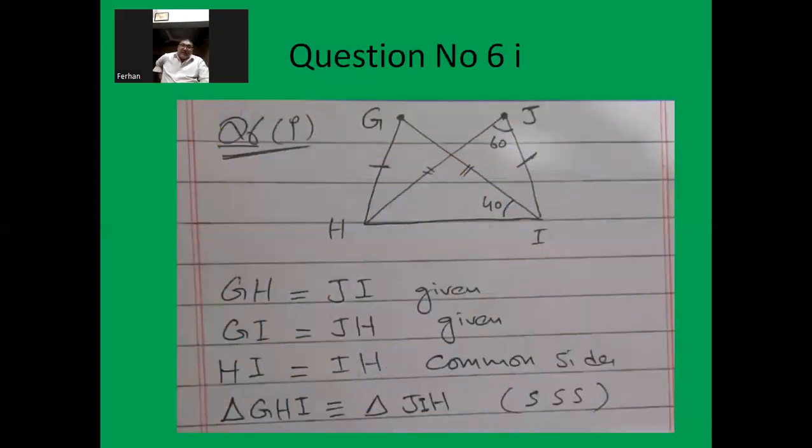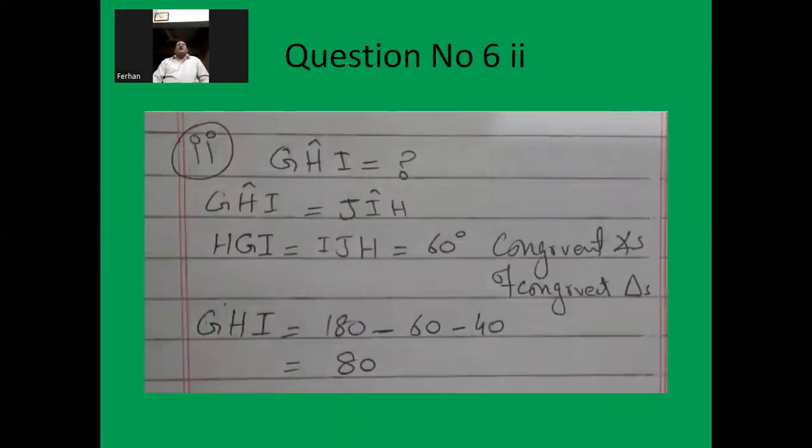Question number 6, first part. In question number 6, you can see we can prove that these two triangles, GHI and JIH, are equal to each other. The reason is side-side-side. In the second part, he says find the value of angle GHI. So angle GHI will be equal to JIH, and HGI is equal to IJH, which is 60 degrees. So we have congruent angles of congruent triangles. So GHI will be equal to 180 minus 60 minus 40, and that will be 80.